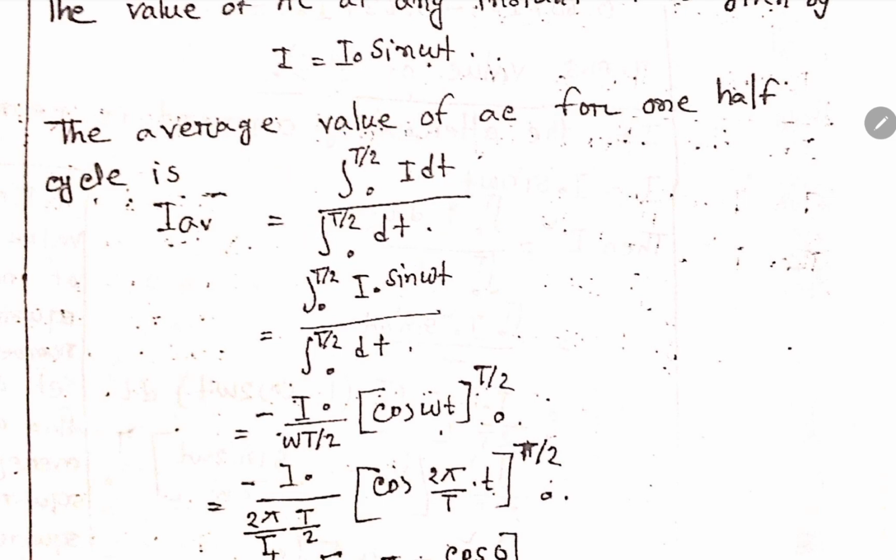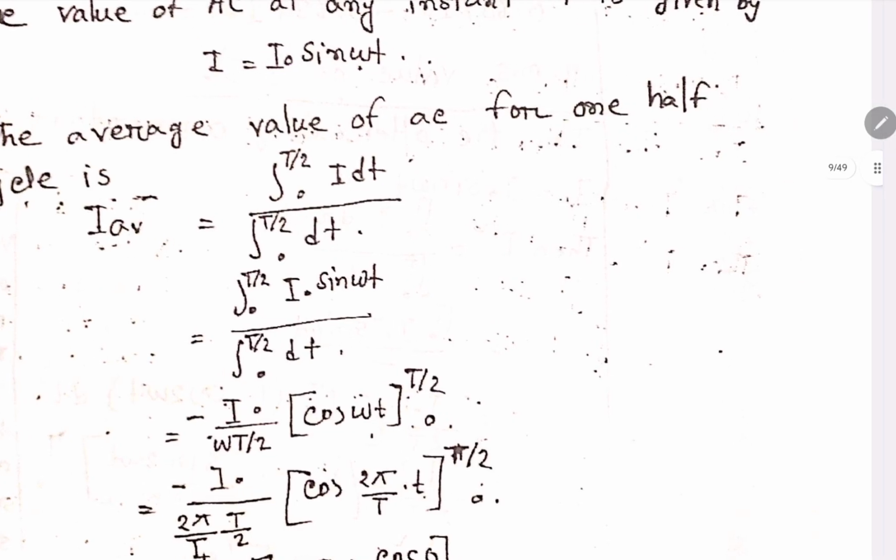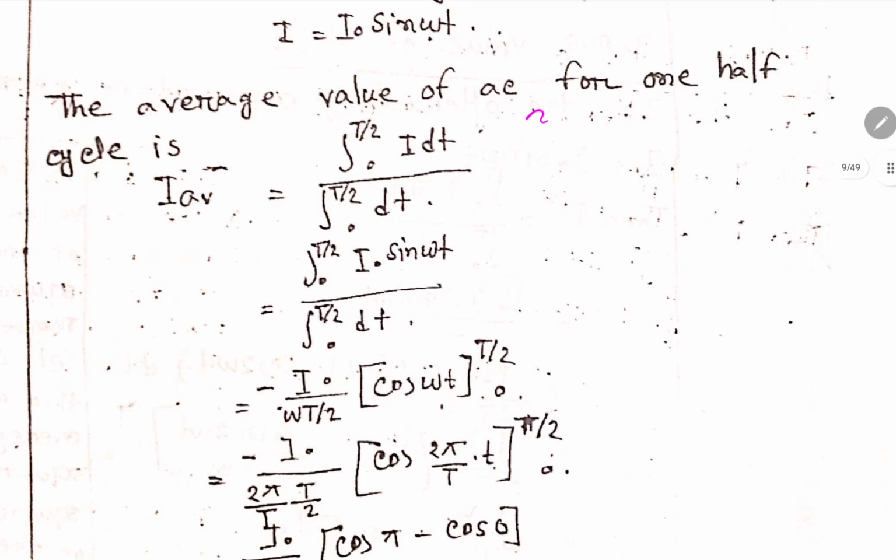So now you have I equal to I naught sine omega t. Just plug in here. Okay, let me do it for you. Okay, so I have I average, which is basically I naught sine omega t, and then take the integration from 0 to t by 2, and then you have to take the integration of dt again from 0 to t by 2.